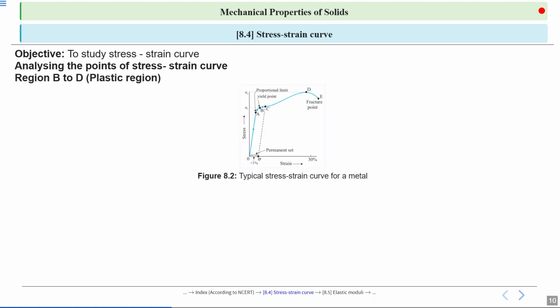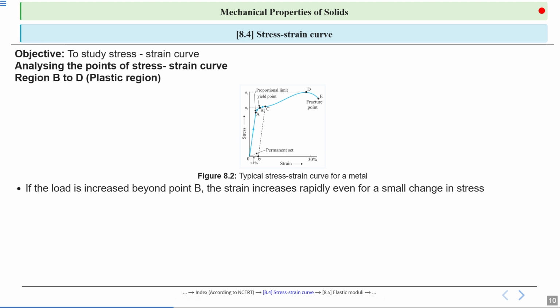So here, region B to D, plastic region. So we are looking at the region from point B to D on the curve, which is called the plastic region. Notice the figure 8.2 showing a typical stress strain curve for a metal. In this region, the material no longer returns to its original shape when the force is removed.